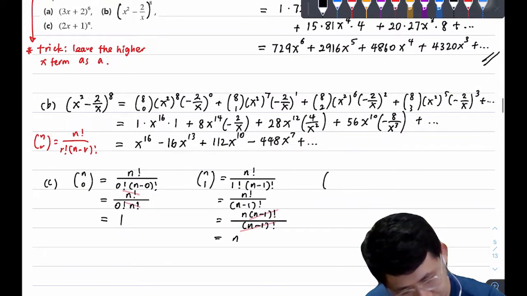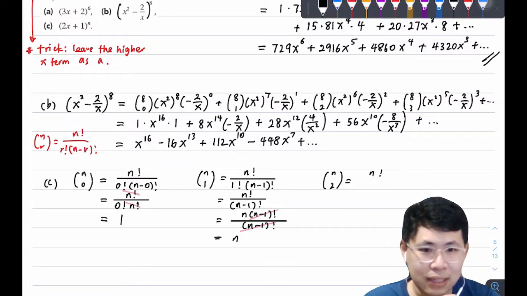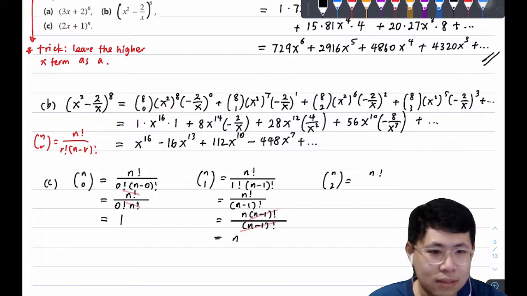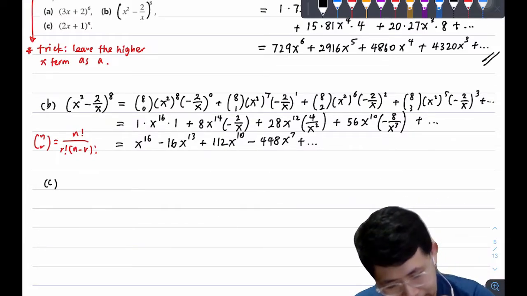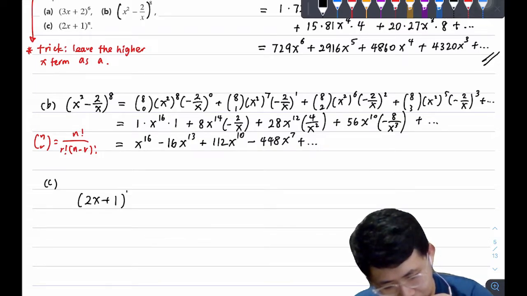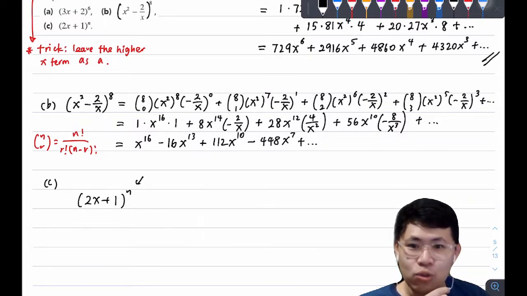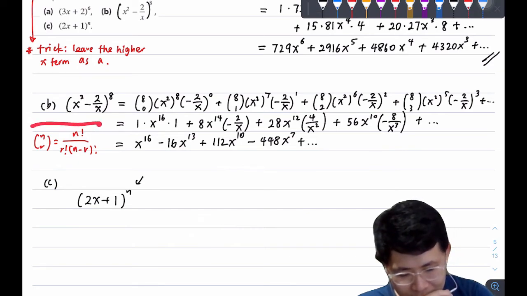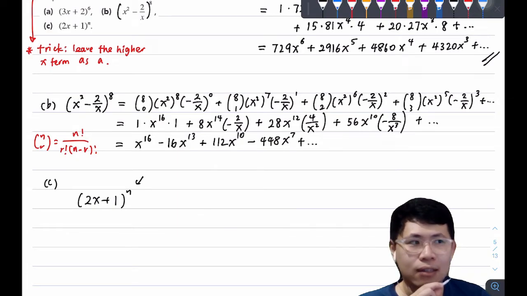Let's take a look at n choose 2. So we have an n factorial over there. For part C, if you notice, we are going to expand 2x plus 1 to the power of n. One obstacle we may have is the n, because we need to do n choose something, and n is the unknown. So based on this formula for n choose r, we are going to derive some standard answers.